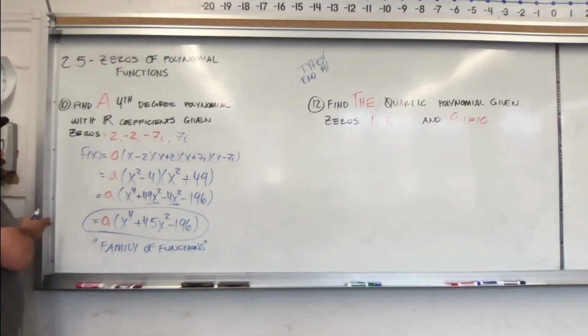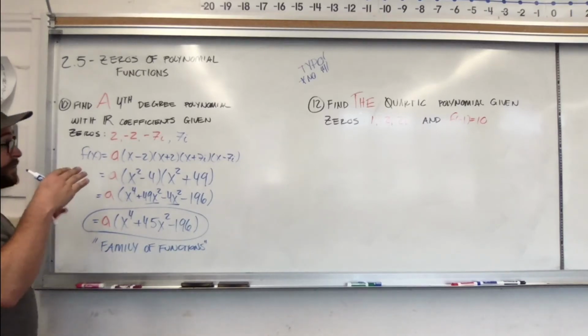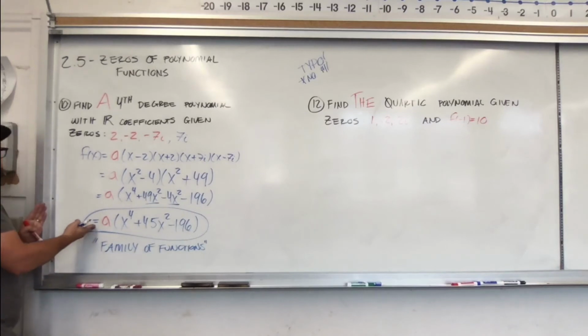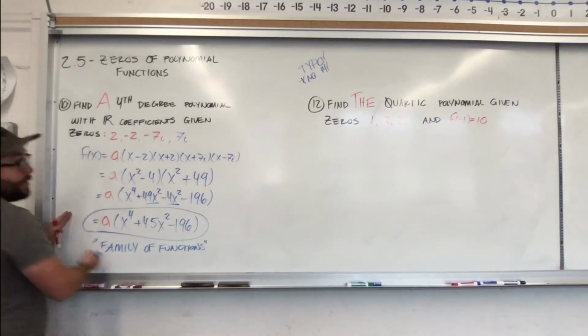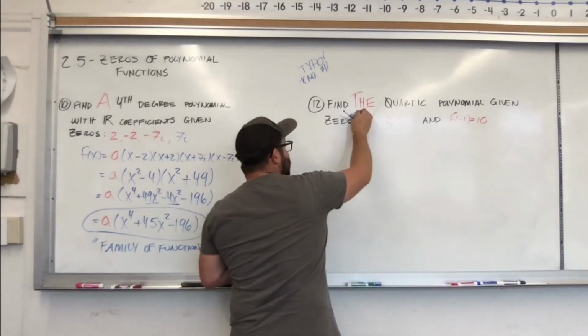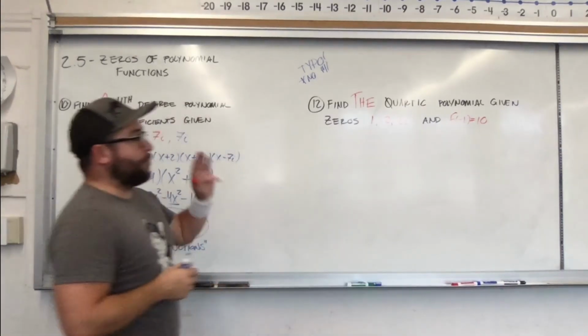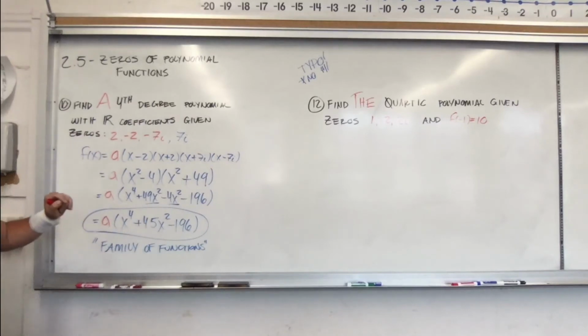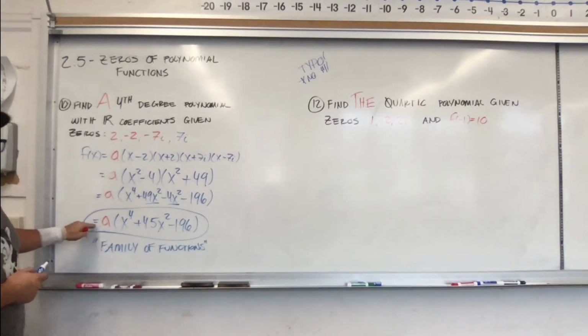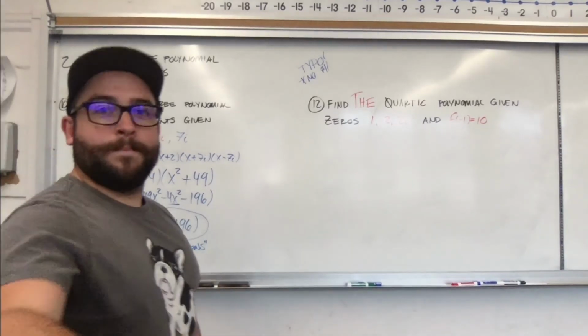Now, very similar process over here on number 12. So I'm going to have you give it a shot on number 12, just getting to here, and then we'll reconnect and find out how we use this last little bit to find the specific quartic polynomial given those zeros. So again, use number 10 as a model. You're going to get down to this point, and then we'll connect from there.